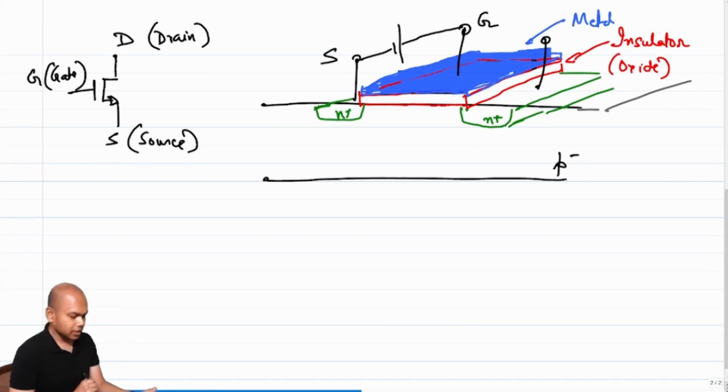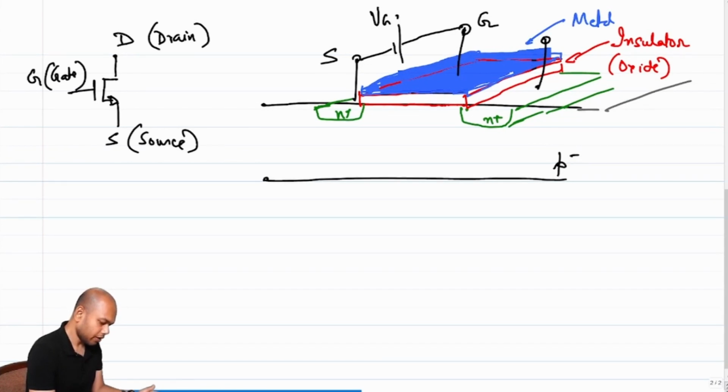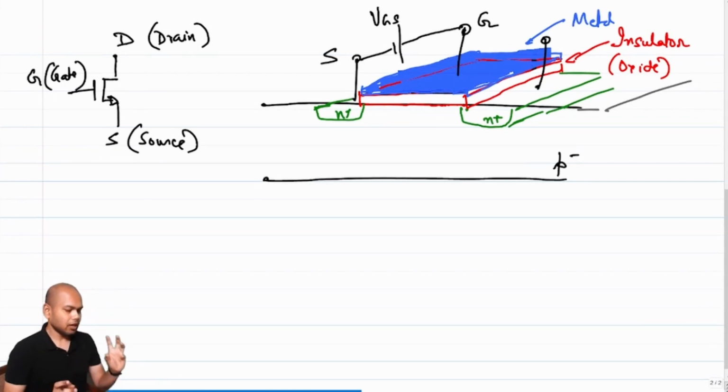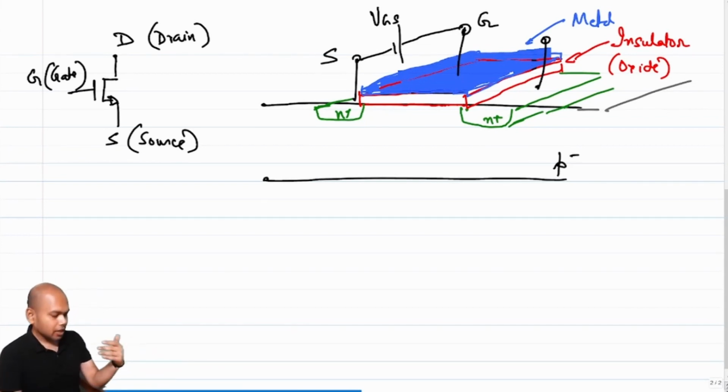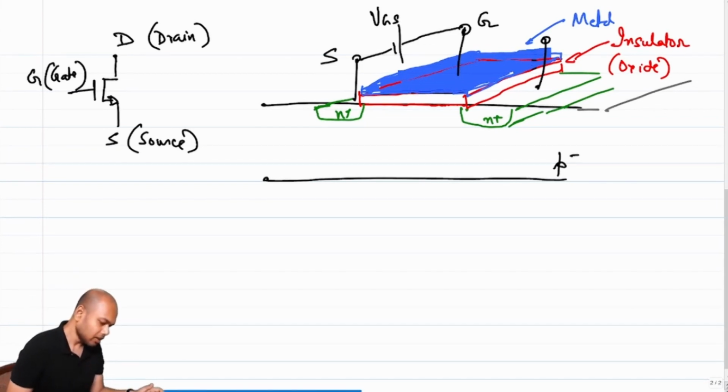We put a battery VGS between the gate and the source, right? What happens if VGS is 0? Even before going there, let's assume for the time being that the source and the other terminal, let's call this drain, are shorted together.